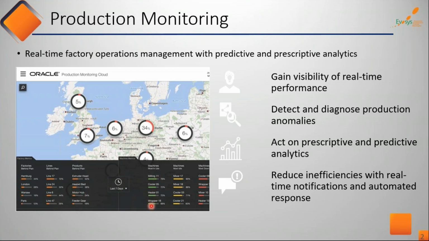I can see which machines are currently used in my production plan, which of them are idle, which will help me optimize my supply chain. And this will act as a prescriptive and predictive scenario for your procurement and manufacturing to do planning accordingly. This will also enable you to reduce your inefficiencies within your supply chain, with real-time notification and automated response.